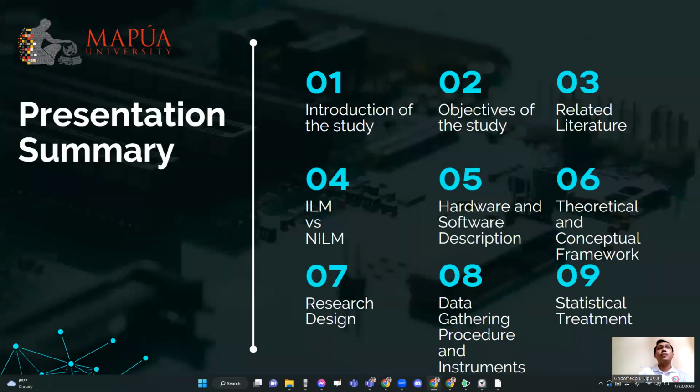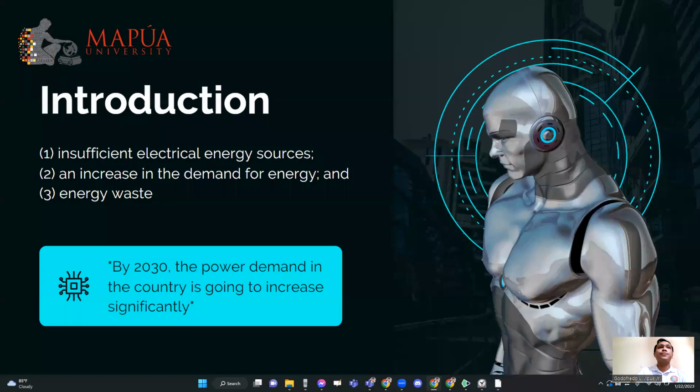So here is the presentation summary. I have included the introduction of the study, objectives of the study, some related literature, the comparison between the ILM and NILM approach, and for the methodology, we have hardware and software description, theoretical and conceptual framework, research design, data gathering procedure and instruments, and also the statistical treatment.